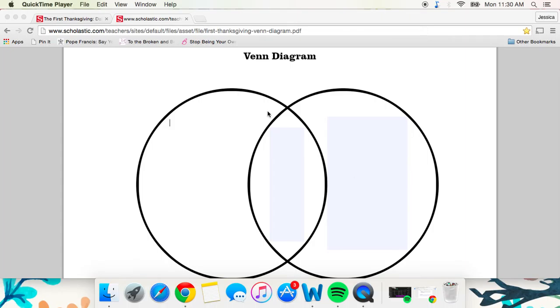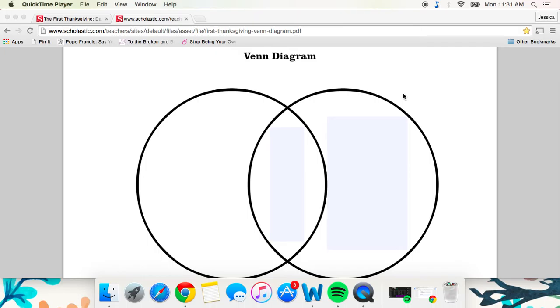So if you notice on this screen, we have two big circles. And we could label one of these Pilgrims, and we could label the other one Wampanoags. And this would be a great way for you to start gathering and researching information for your essay that you are going to write in the future. And this is just kind of pre-writing.